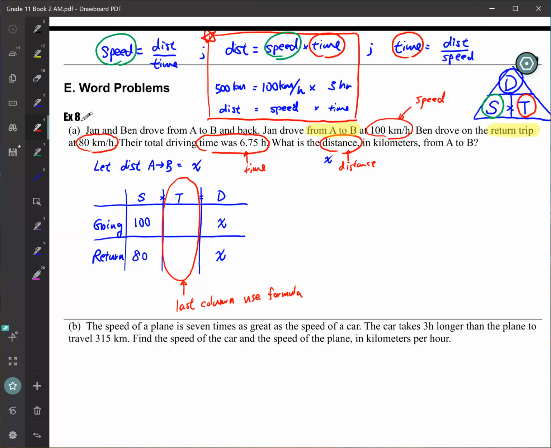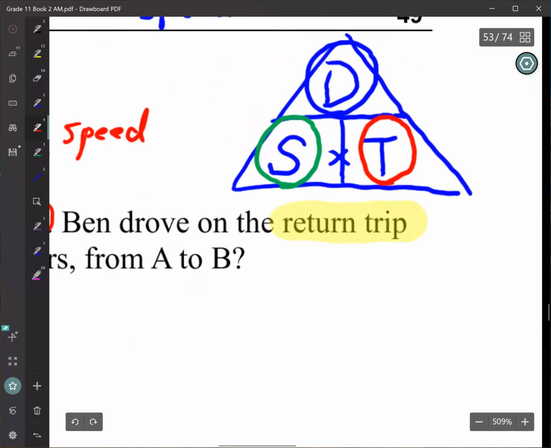So now you look at the formula, the distance, speed, and time formula. We want to find the time, right? So you look at the triangle. To get the time, you need to take distance over speed. So you go back to the chart.